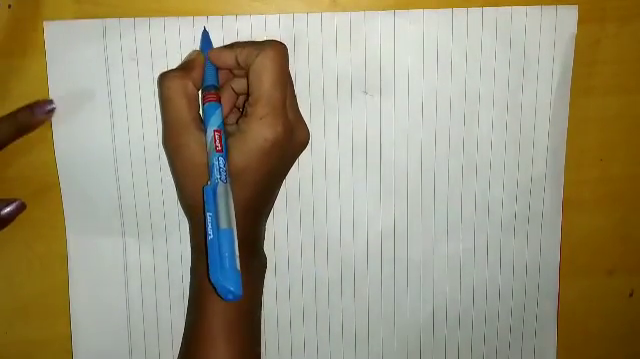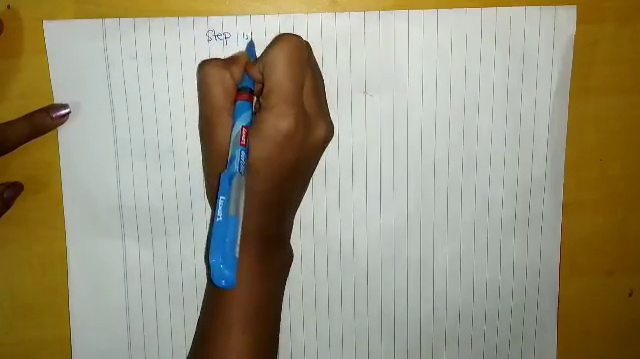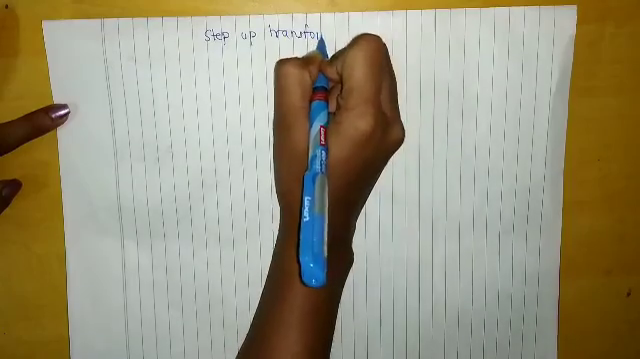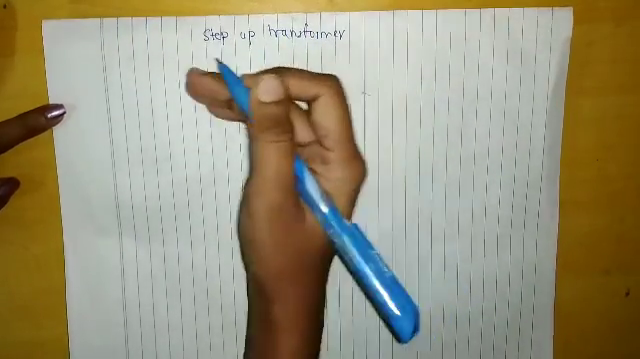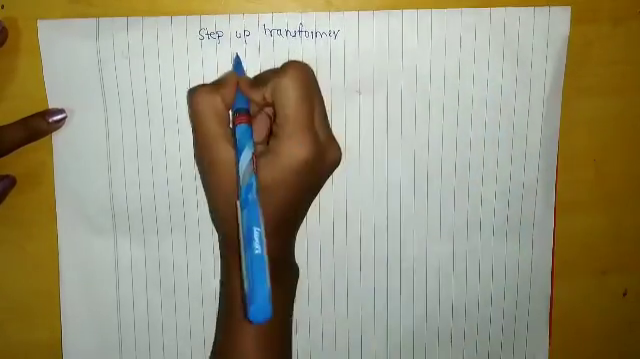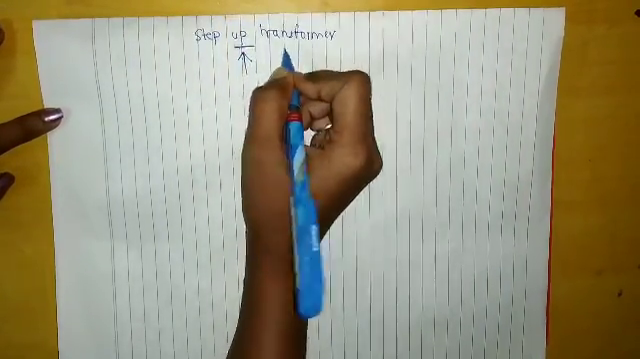So in the last lecture we have seen step up transformer, step down transformer and auto transformer. So we will just revise it quickly. Step up transformer: the name itself suggests, step up means what? We have to increase the voltage. Up means we have to increase. So we have to increase the voltage.